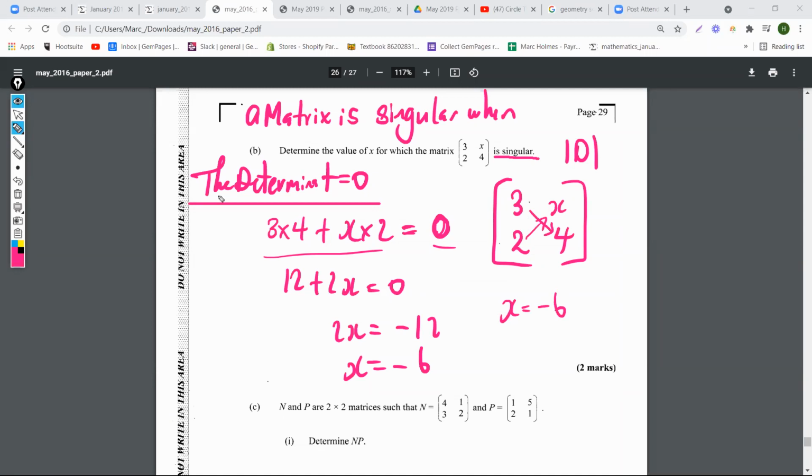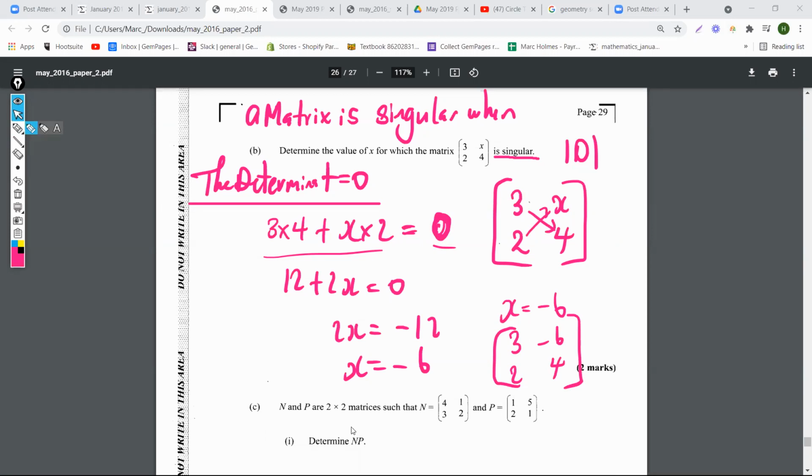That's the case where the determinant is equal to 0. So 3, 2, minus 6, 4, that's the matrix we need in order for you to get 0 as a determinant. Cool.